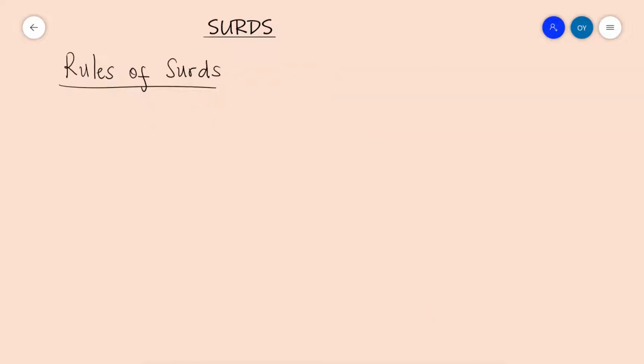Rules that guide us to write in surd form. Rule number 1 says the square root of x multiplied by y is written as the square root of x multiplied by the square root of y.